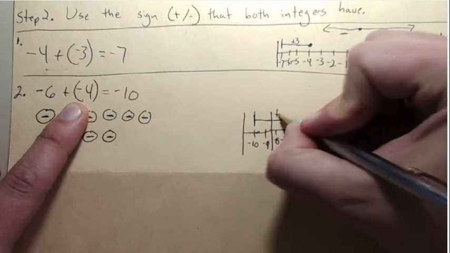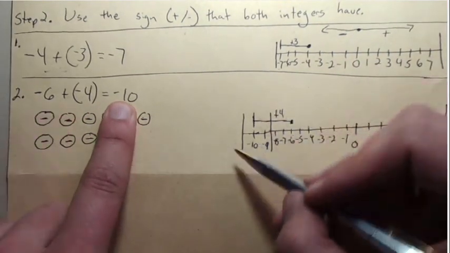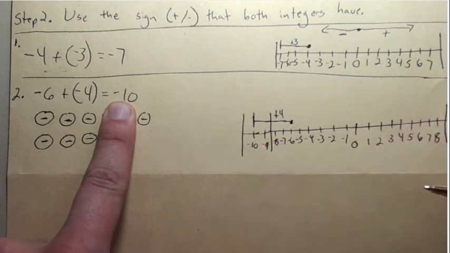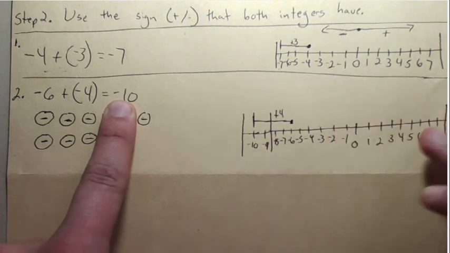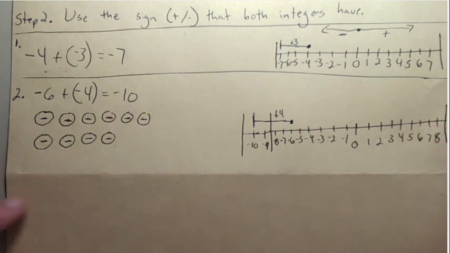So I've added a negative 4 to that. And just like over here, we have negative 10. And we stopped at negative 10. Okay? So these are your notes for adding integers with the same sign. Hope that this is pretty clear.